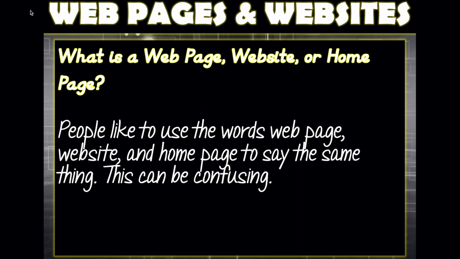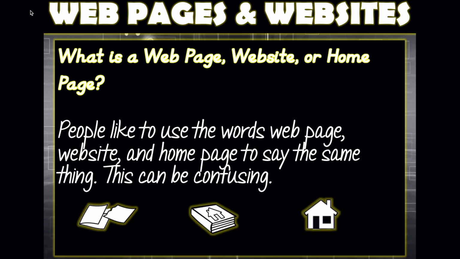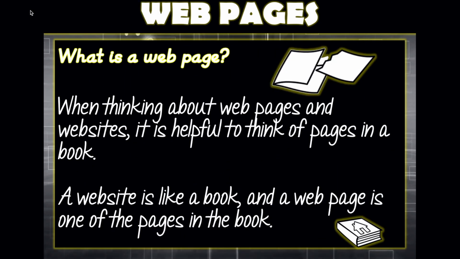What is the difference between a web page, website, or home page? People like to use the words web page, website, and home page to say the same thing. This can be confusing. So what exactly is a web page? When thinking about web pages and websites, it is helpful to think of the pages in a book. A website is like a book, and a web page is one of the pages in the book.